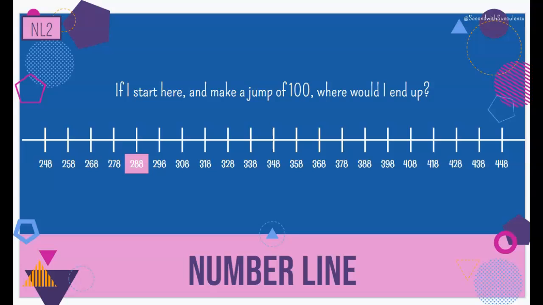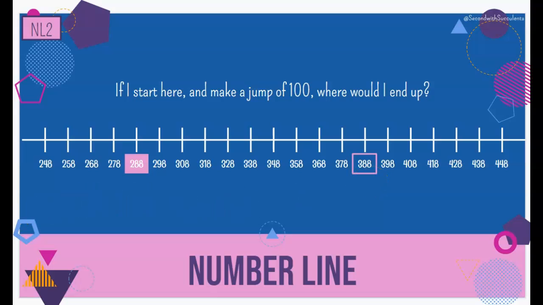But now I'm asking you, if I start here at 288, and I think about my friend Kangaroo who makes those little jumps of 10 and then those big jumps of 100. If Kangaroo was here and she was making a jump of 100, where would she end up? I want you to think about how you know that. If you were thinking she would end up at 388, give yourself a little pat on the back. That's great thinking. When we take a big jump of 100, the only digit that changes is the digit in our hundreds place. We go from 288 to 388.